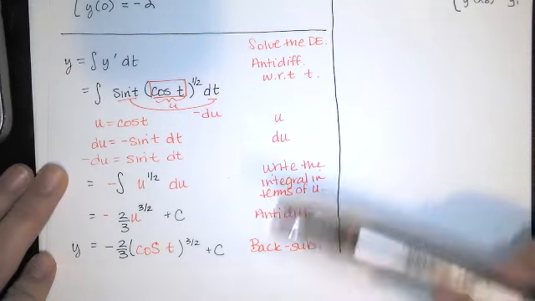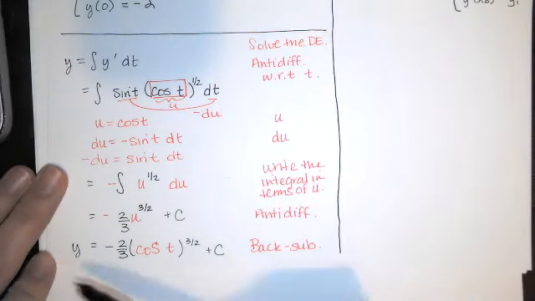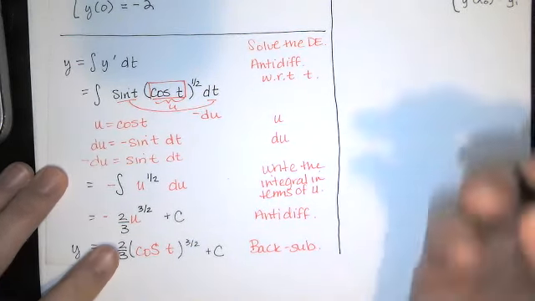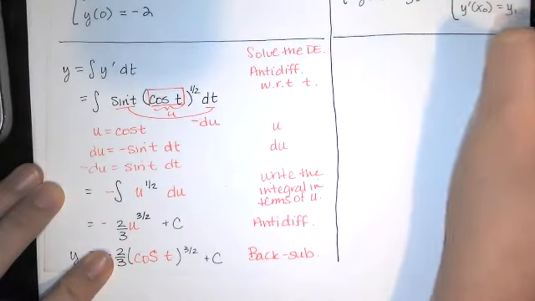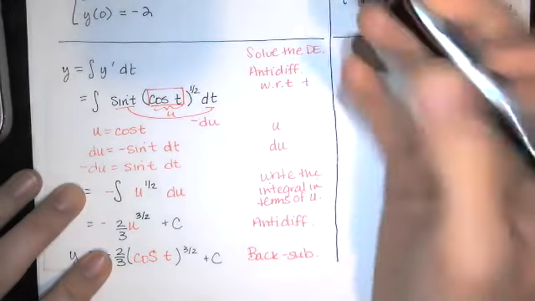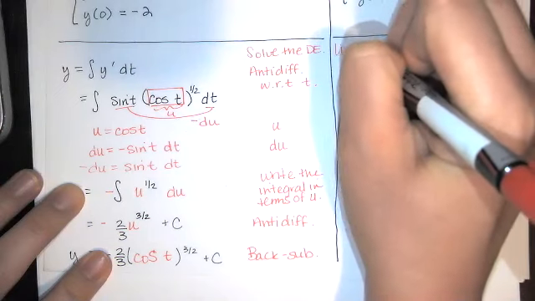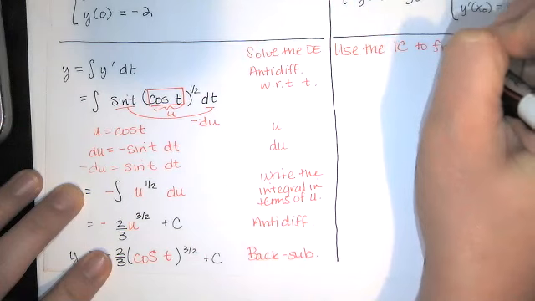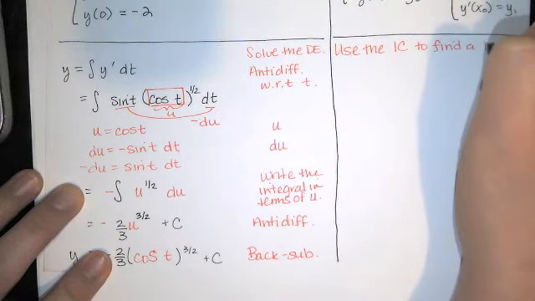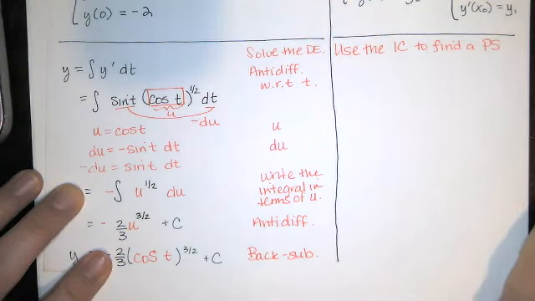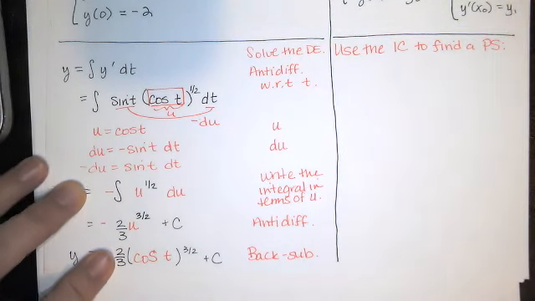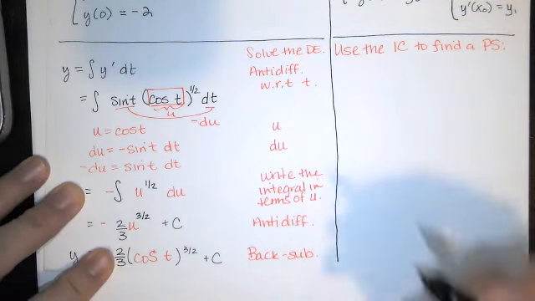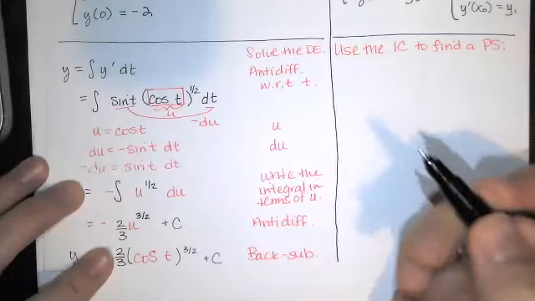So we're solving an IVP by first solving the differential equation and finding the family of solutions. And then the next thing we do is we use the initial condition to find a particular solution. I'm going to abbreviate that PS for particular solution. And this is how we do it.